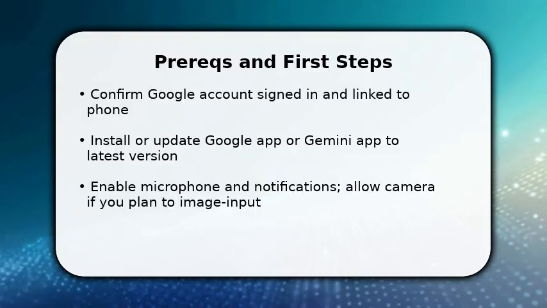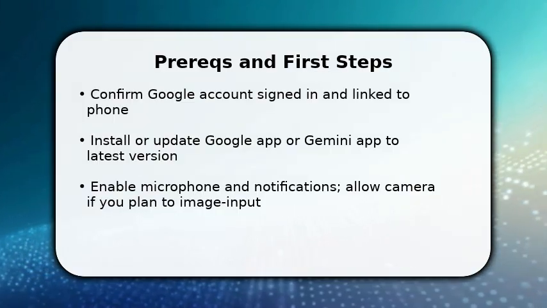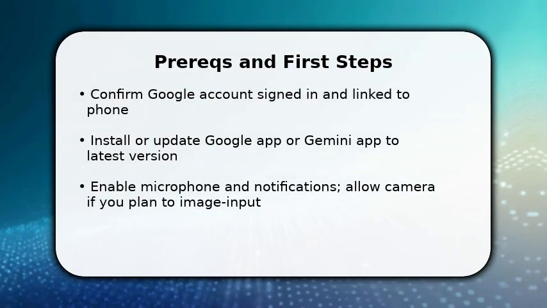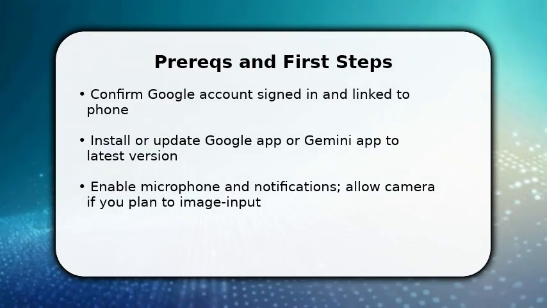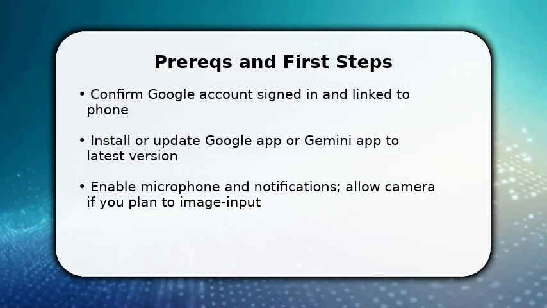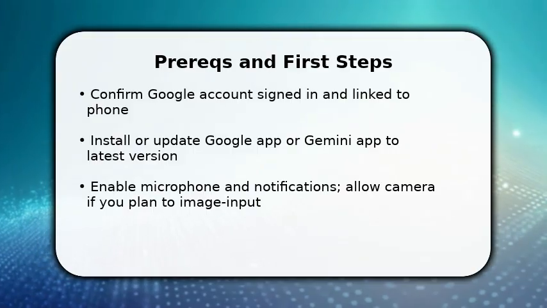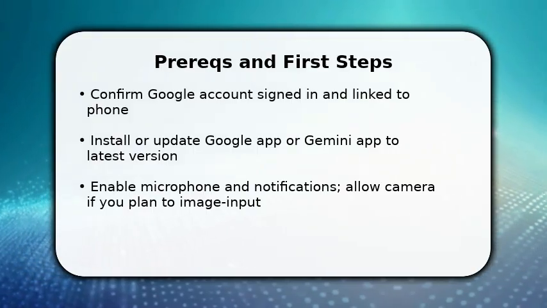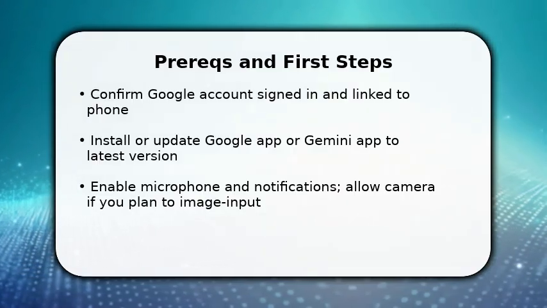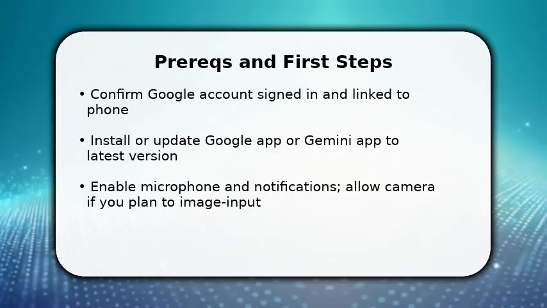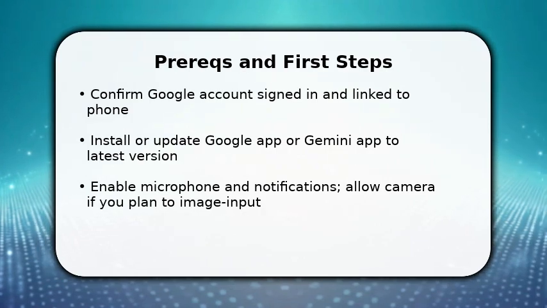You start by making sure your Google account is signed in on your phone. That gives Gemini access to your preferences and history. Once done, open the Google app or the Gemini app and update it if needed so you have the latest features and fixes. Make sure to grant microphone and notifications permission. Also allow camera access only if you want to send images. These steps reduce friction and keep results consistent, so you can move straight into asking Gemini useful questions.